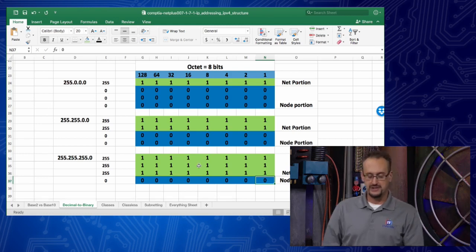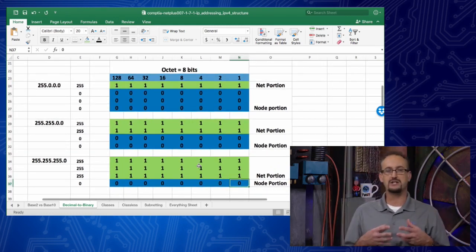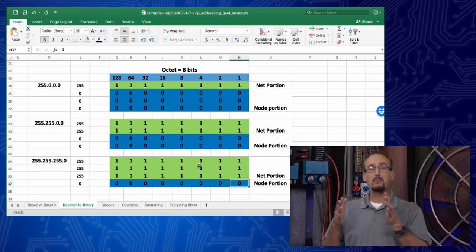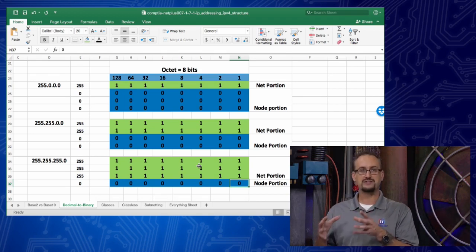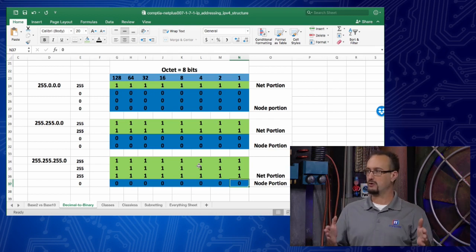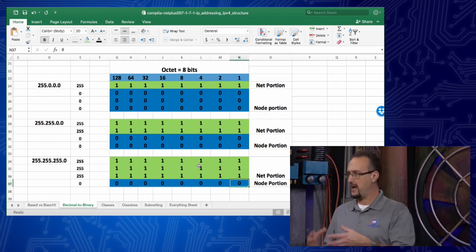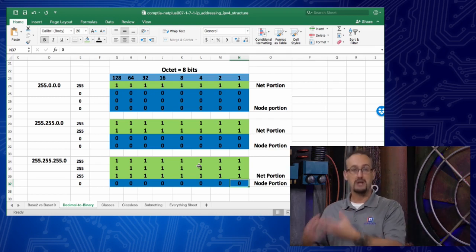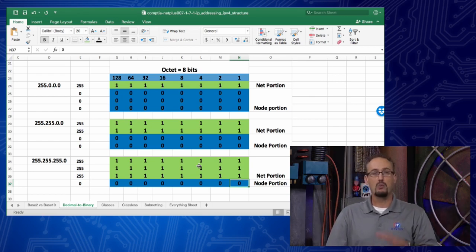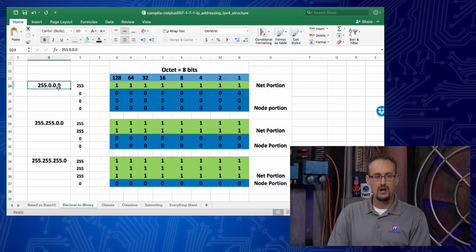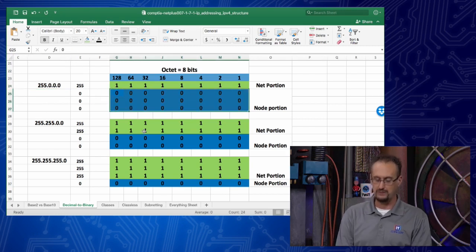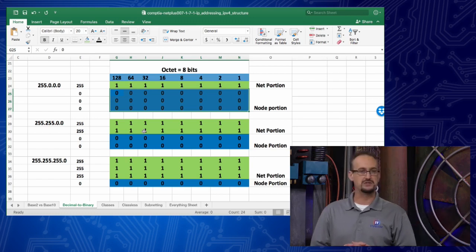I want you to keep in mind that the more host bits we have, the more host addresses we have available on that network. Well, with these fixed walls, there was no manipulation. If you had a 255.0.0.0 subnet mask on your Class A address, that means you would have all of these 24 bits reserved for hosts, and there was no way to manipulate it.